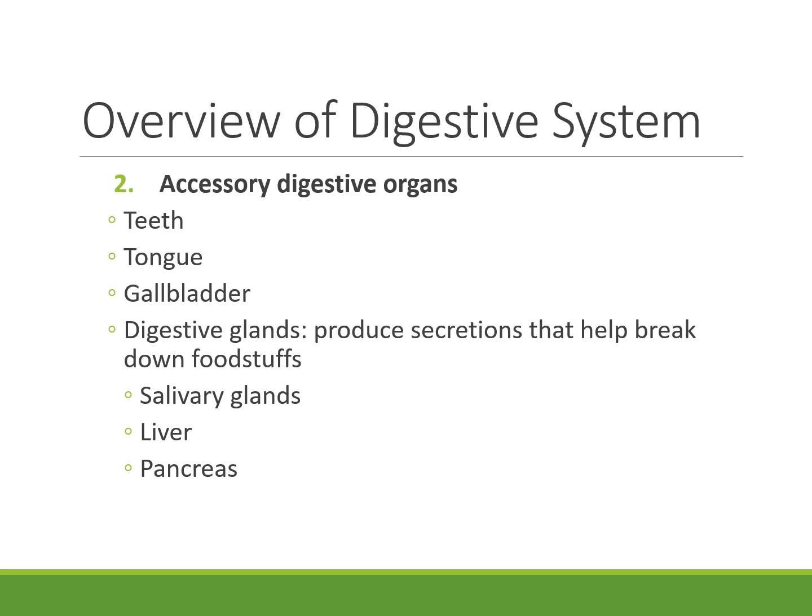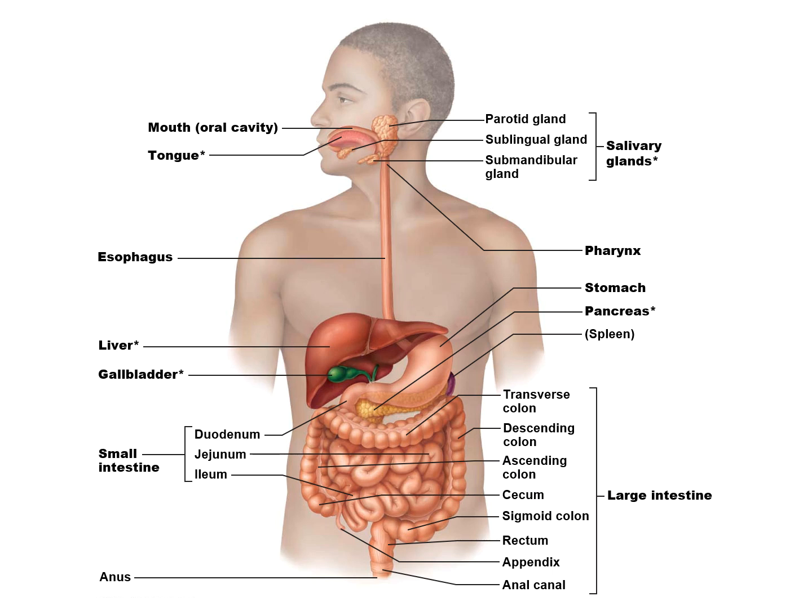Then we have the other side of the digestive system, and that is the side that we call the accessory digestive organs. So these are going to be all of the things that are processing or adding things to the food in the tube, but food is not going directly through it. So we're talking about teeth and tongue and gallbladder, as well as the digestive glands that are helping to break things down, including the salivary glands, the liver, and the pancreas. So there is the whole thing all kind of together.